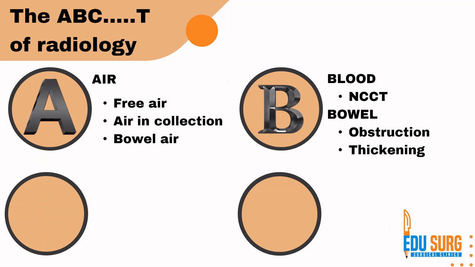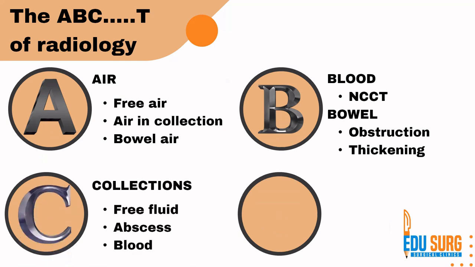And B is also for bowel, where you can look for obstruction, thickening, and pneumatosis, which is again air in the wall of the intestine. C is collections, look for free fluid, abscess, and blood. How can you differentiate these three? FAB: free fluid, abscess, blood. If you need these mnemonics, once you have seen 50, 100 scans, you will not need these mnemonics at all.